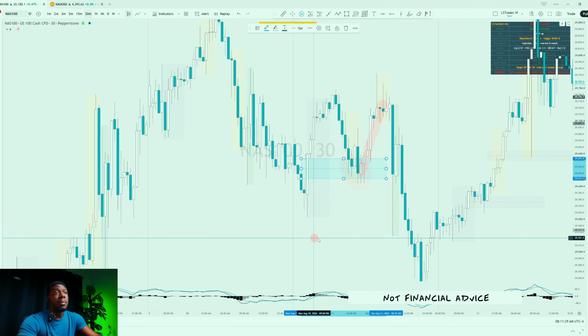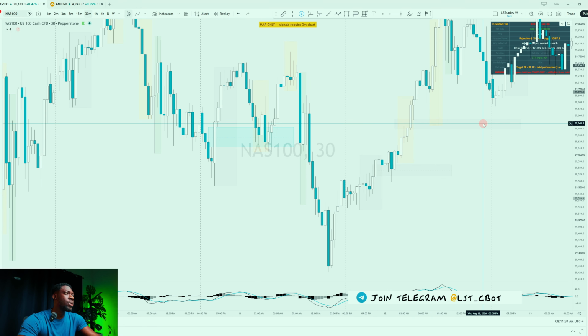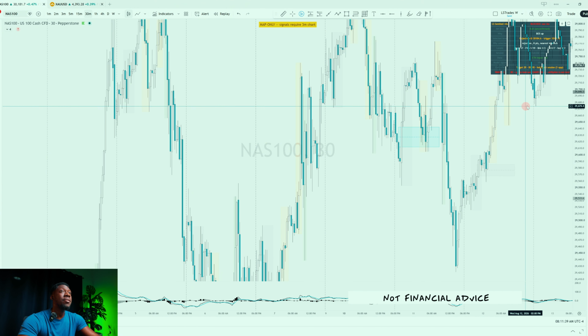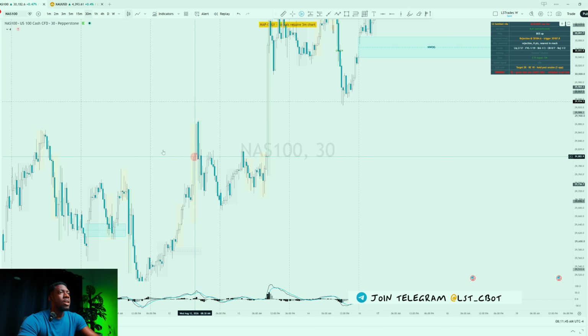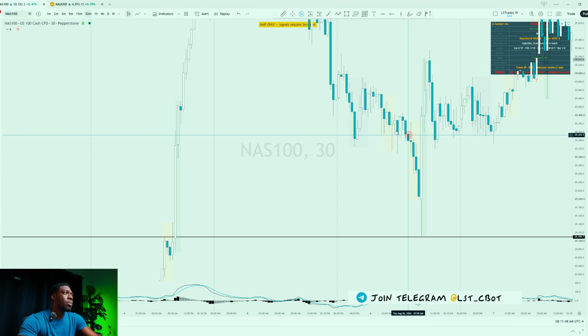Fair value gaps happen almost every single time. What separates a beginner trader from a pro trader is how he's able to identify the gaps that price is most likely going to react from. So now let's look at a bearish example of a fair value gap.